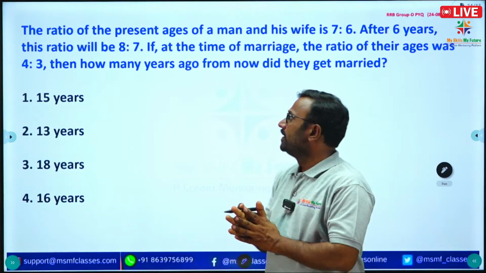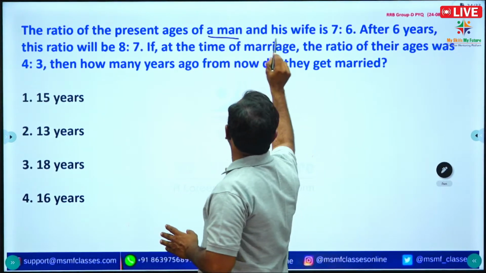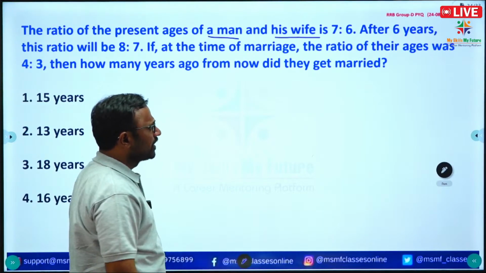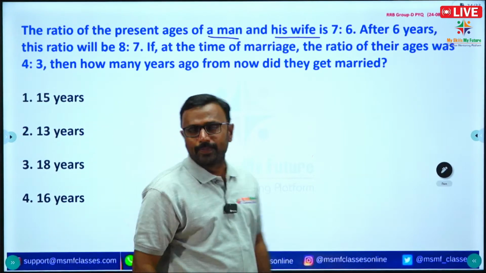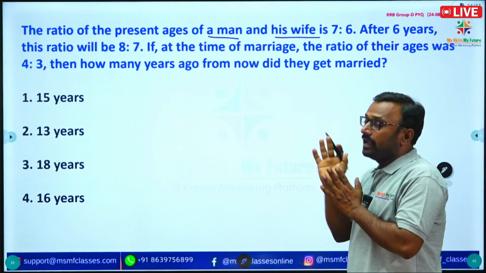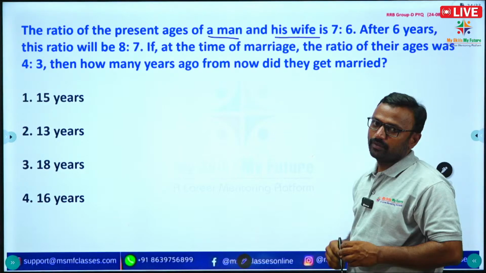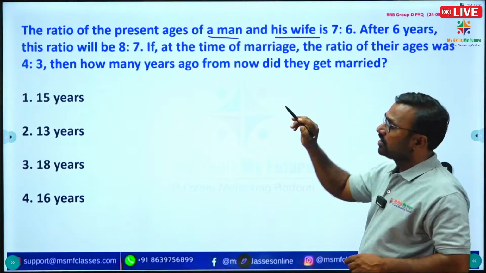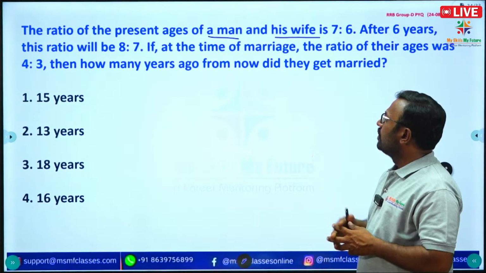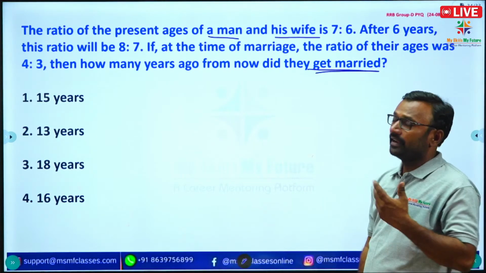Okay, see the question. The ratio of the present ages of a man and his wife is 7:6. After 6 years, this ratio will be 8:7. If at the time of marriage the ratio of their ages was 4:3, then how many years ago from now did they get married?